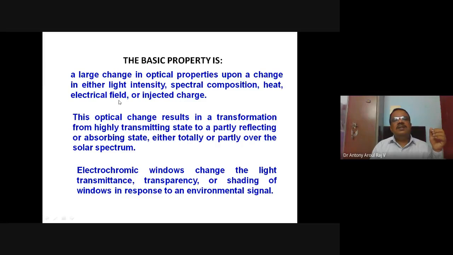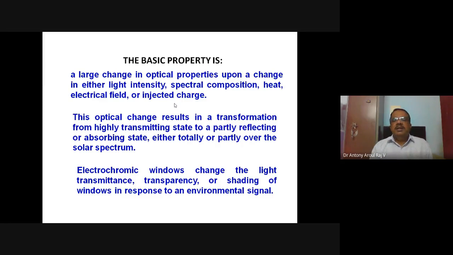Similarly, based on an electric field it can change the optical properties, or an injected chemical charge can also do that. So if you are using a combination of all these external excitations for changing the glass property, that is called a smart glass.